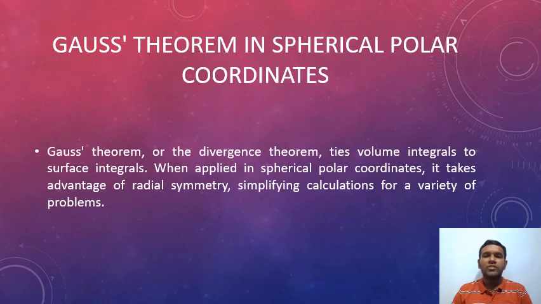That is the Gauss theorem in spherical polar coordinate. Gauss theorem or the divergence theorem ties volume integrals to surface integral. When applied in spherical polar coordinates, it takes advantage of radial symmetry, simplifying calculations for a variety of problems.